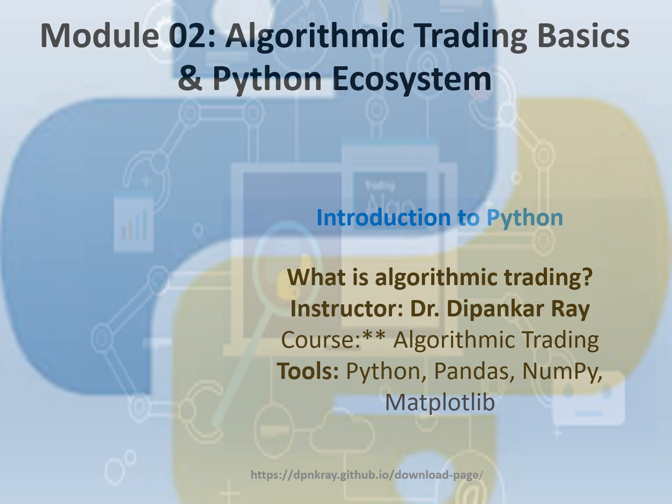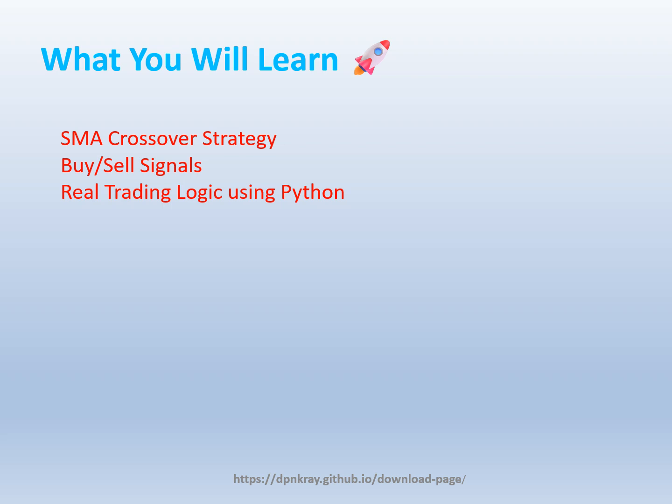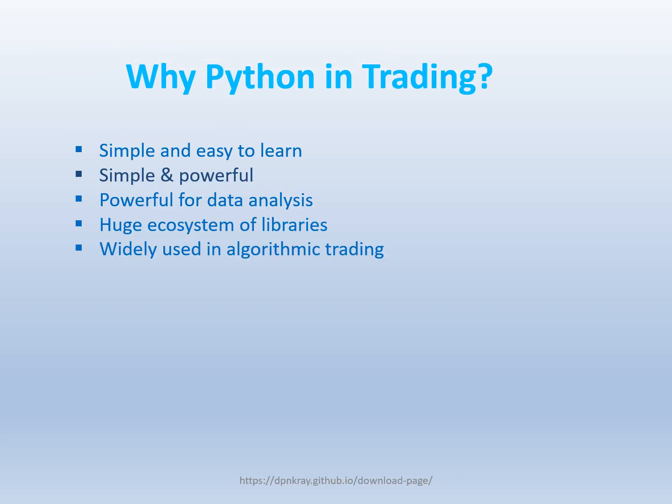Welcome everybody. Now I am going to discuss module 2 of algorithmic trading basics and the Python ecosystem. Now I shall discuss the Python programming language. What will we learn here? SMA, that is simple moving average, crossover strategy, buy and sell signals, and real trading logic using Python. Why Python? We know that it is very simple to learn, and simple and powerful for data analysis. It has a huge ecosystem of trading libraries and is widely used for algorithmic trading.